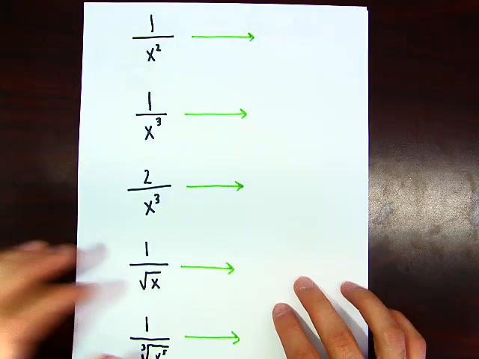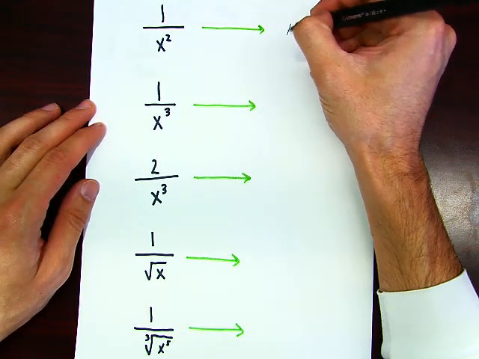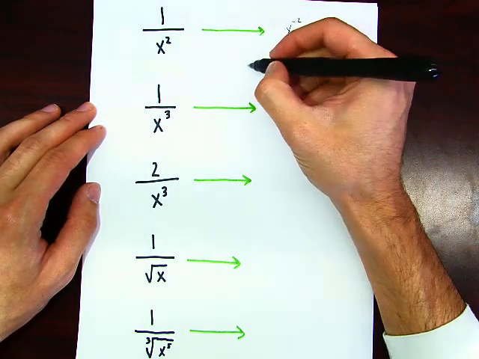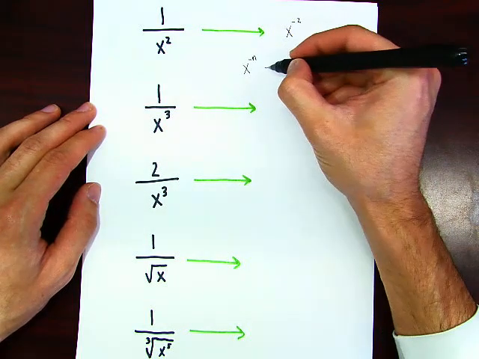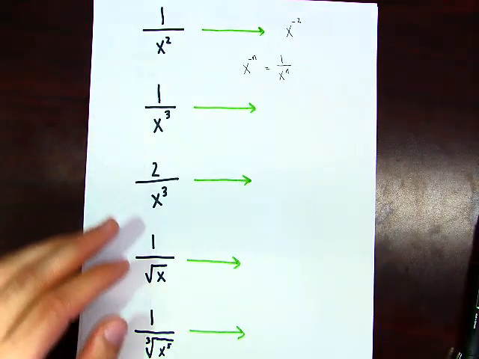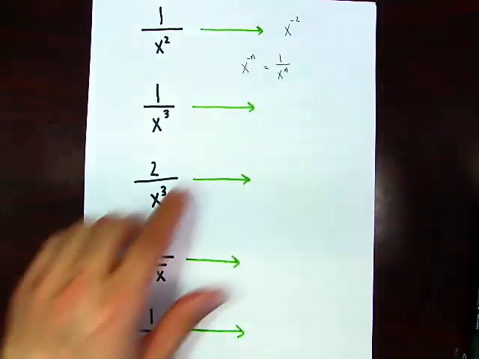Here, notice that 1 over x squared is the same as x to the negative 2. Okay? That's just a rule. If I have x to the negative n, it's equal to 1 over x to the n, right? And you could go vice versa here.